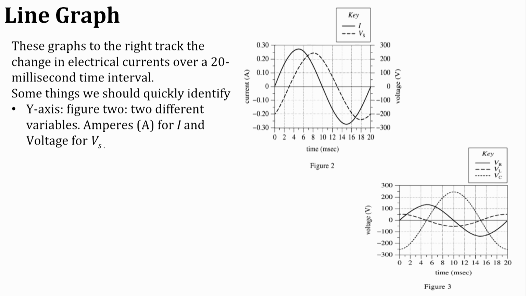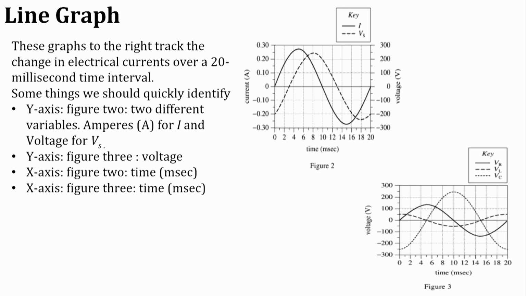So you can see on the left-hand side of figure 2, it's talking about amperes, which is A, and on the right-hand side of figure 2, it's talking about voltage, which is V. So this one actually has 2 different variables on the y-axis. Okay, and then on the y-axis for figure 3, it's voltage. So figure 2 and figure 3 do share a y-axis variable. They're both tracking voltage some way.